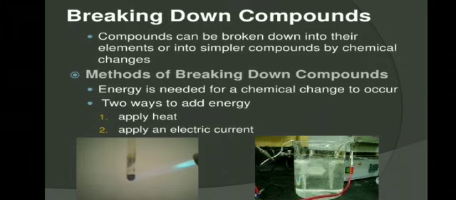So some of the methods of breaking down compounds. Energy is needed for a chemical change to occur. So an energy is needed, not a physical energy. A chemical energy is needed for the breaking down of compounds. The two ways of supplying energy are applying heat and applying an electric current. So the compound can be broken down into elements or simpler compounds by chemical changes.